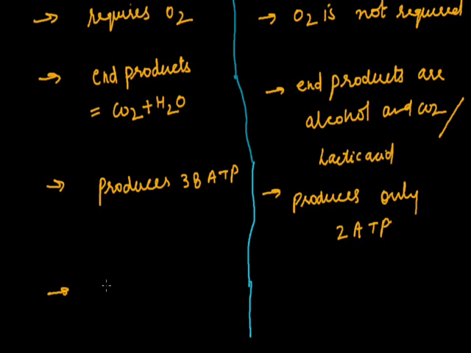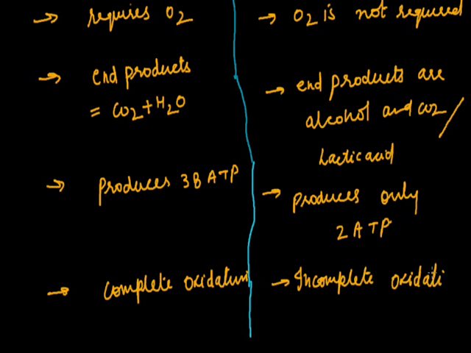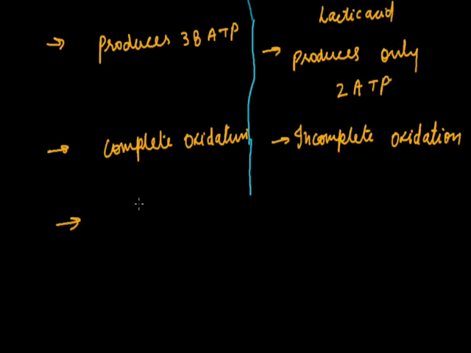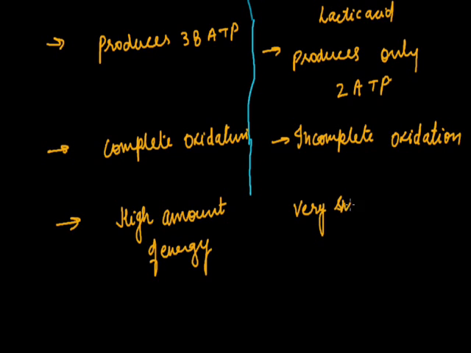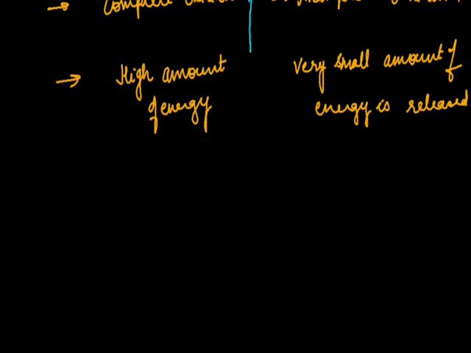Aerobic respiration is called complete oxidation, and anaerobic respiration is called incomplete oxidation. A high amount of energy is released in aerobic respiration. On the other hand, a very small amount of energy is released in anaerobic respiration. So these were the points of differences between the two.